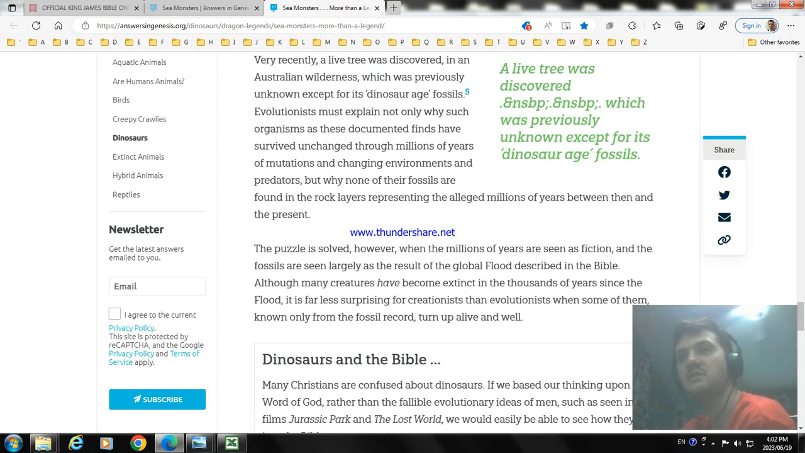Fossils seem largely to be the result of the global flood as described in the Bible. While many of the creatures have become extinct in the thousands of years since the flood, it's not as surprising to creationists as it is to evolutionists when some of them, known only from the fossil record, turn up alive and well.